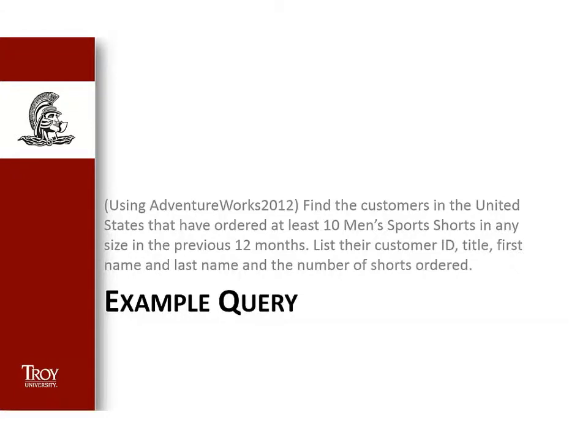When we ask for some clarification, we might obtain, for example, the specific columns that the end user is expecting to see. So the query might change to finding the customers in the United States that have ordered at least 10 men's sports shorts in any size in the previous 12 months, and we need to list their customer ID, title, first name, last name, and the total number of shorts ordered. Let's work through this example step by step.